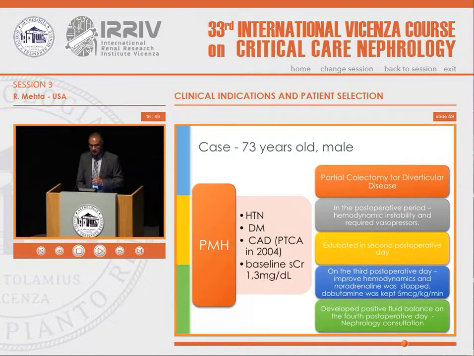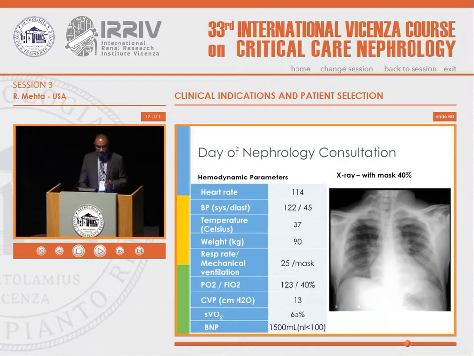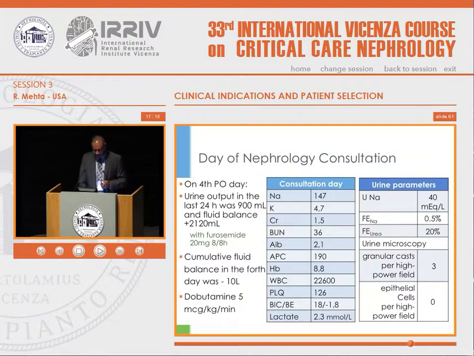On the third post-operative day, his hemodynamics had improved, and his dobutamine was still kept there, and he developed a positive fluid balance. On the 4th post-operative day, nephrology was asked to consult. These are his parameters at the time of the consultation. This is what his X-ray looks like. He has a BNP about 1,500 there, and his weight is 90 kilograms. You can see this is his 40% FiO2 and his oxygenation occurring.